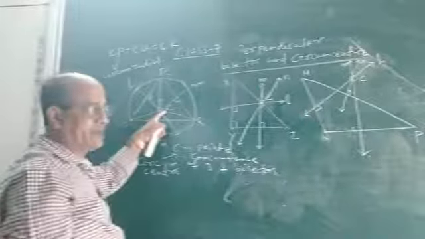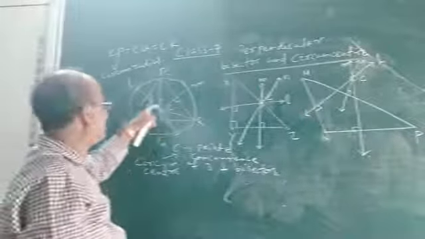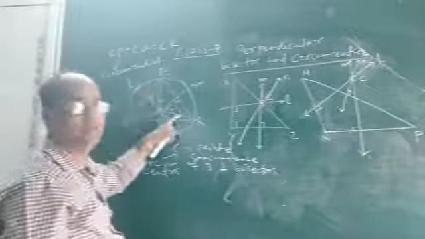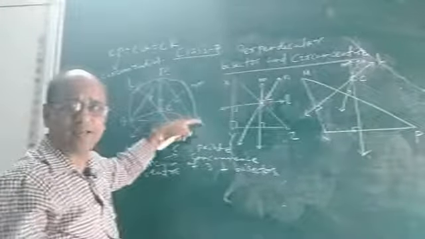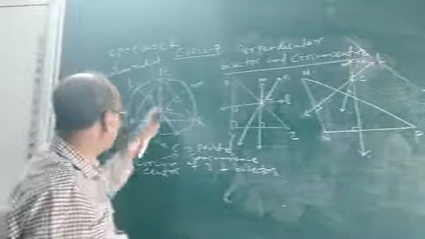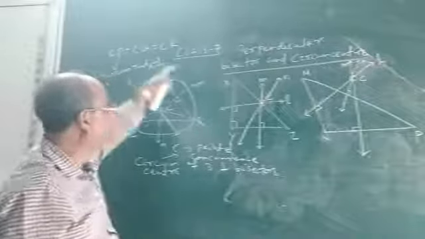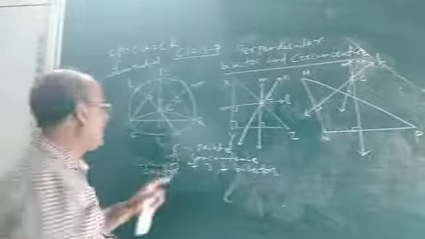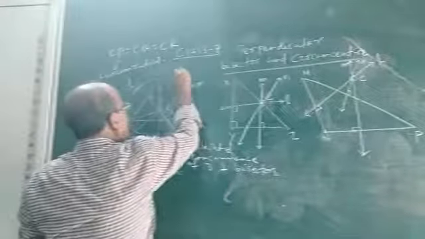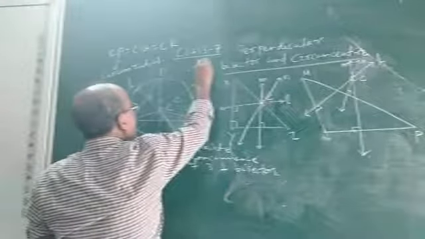Taking C as center and CP or CQ and CR, which are equal radii, if you draw a circle, you will find that the circle will pass through the three vertices of the what? Triangle. And this circle is called your circumcircle.